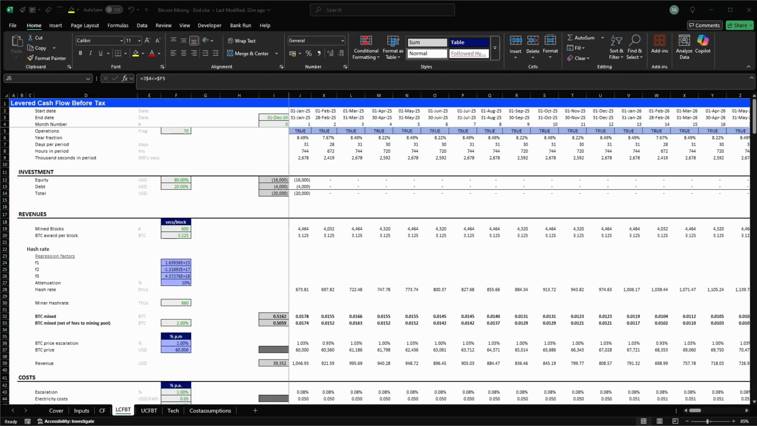I'll show you the different steps, considerations, and strategies to structure a model with 3 different examples so you can better understand the financial dynamics of a Bitcoin mining operation. Without further ado, let's get started.